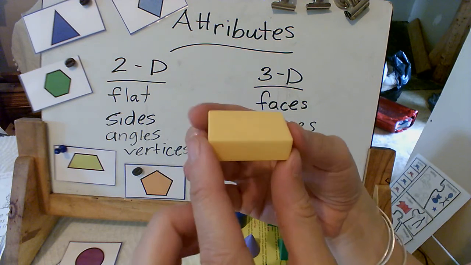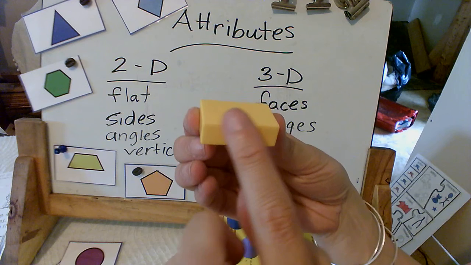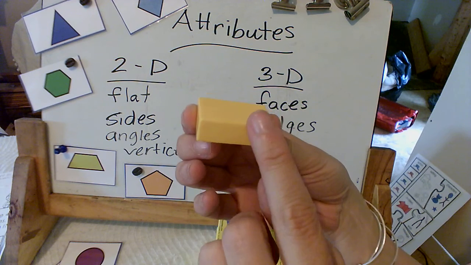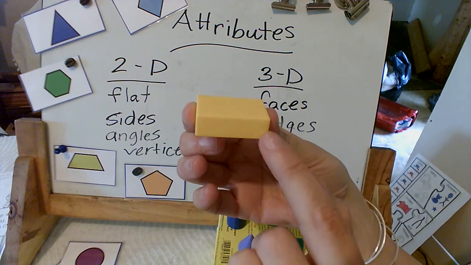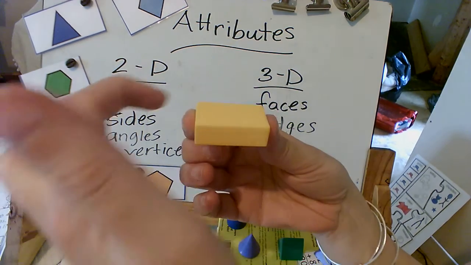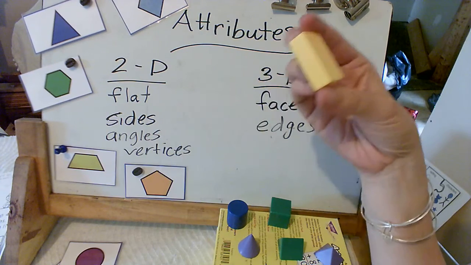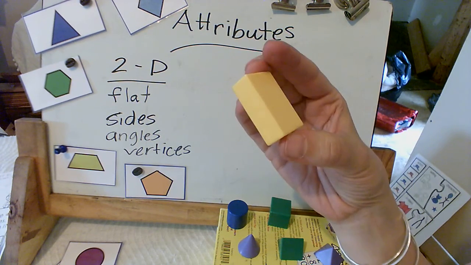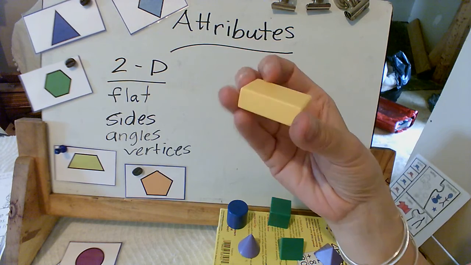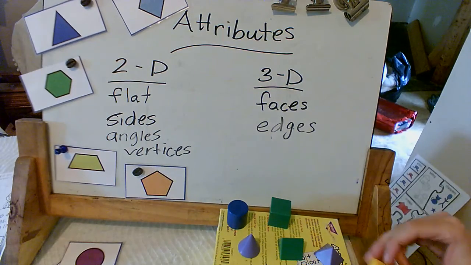Now the edges are this part right here. So there's lots of edges on this shape. Here's an edge, here's an edge, here's one, they go this way and in the back. So there's lots of edges on this shape. So that's another attribute that a 3-dimensional shape would have that a 2D shape doesn't have.